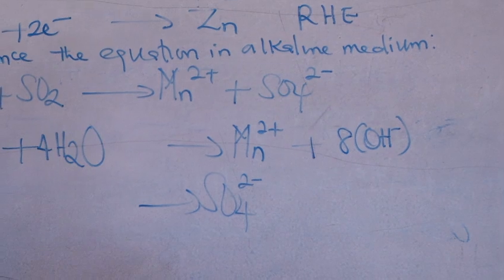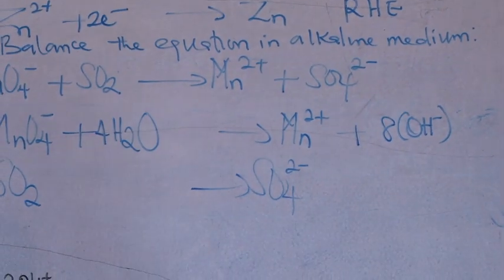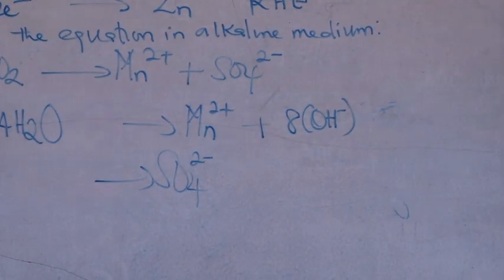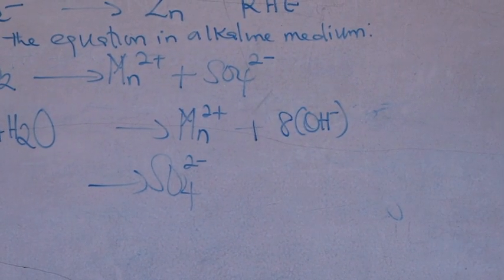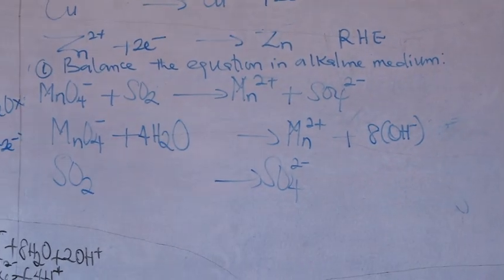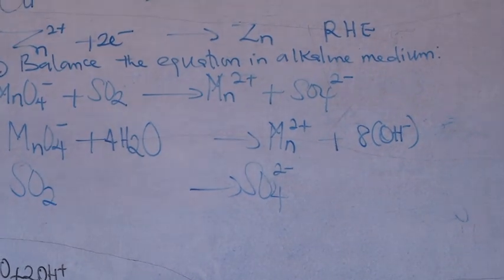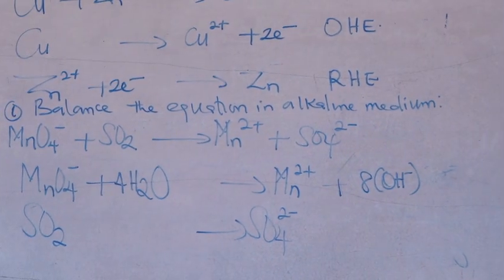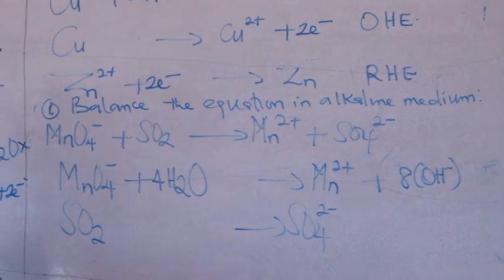Now I wrote that OH minus in brackets so as not to confuse O with 0. If you have not put that OH in the brackets, you will have what looks like 80H minus. Is that taken? So from the equation here, you have seen that the atoms are balanced.